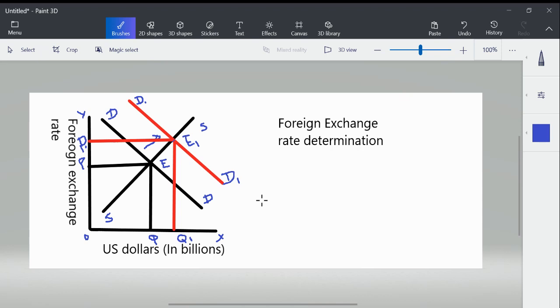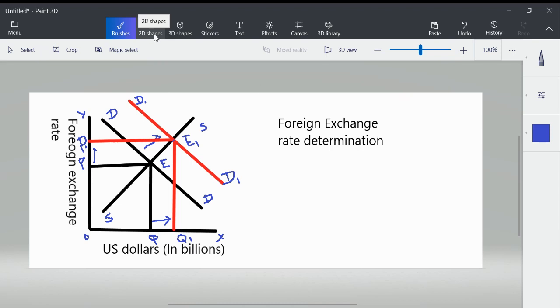Once the demand curve shifted, we can see that the foreign exchange rate has increased, and the quantity of US dollars entering the Indian economy has also increased because now more people are demanding. So when the demand increases and the supply remains constant, the people who used to supply foreign dollars have not increased. The suppliers are still the same. The quantity supplied is still the same, but there is an increase in the demand curve, and now we can see that the foreign exchange rate has increased, that the price of the US dollar has increased, and so has the quantity also.